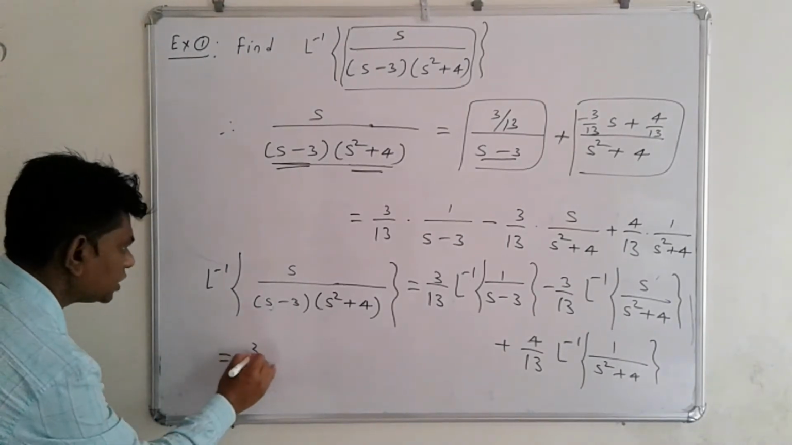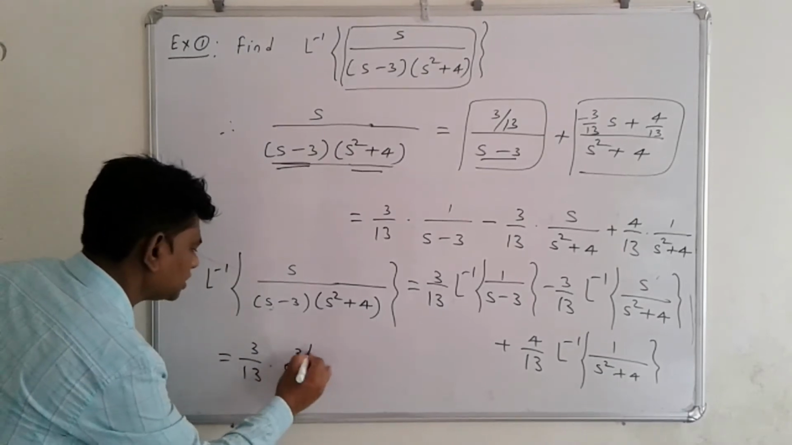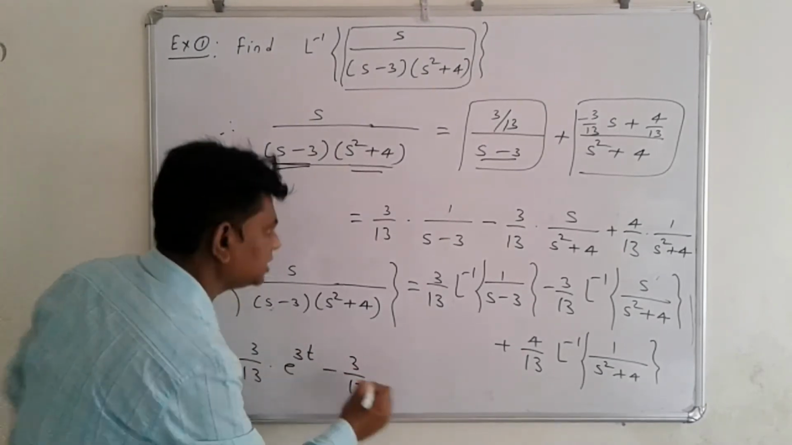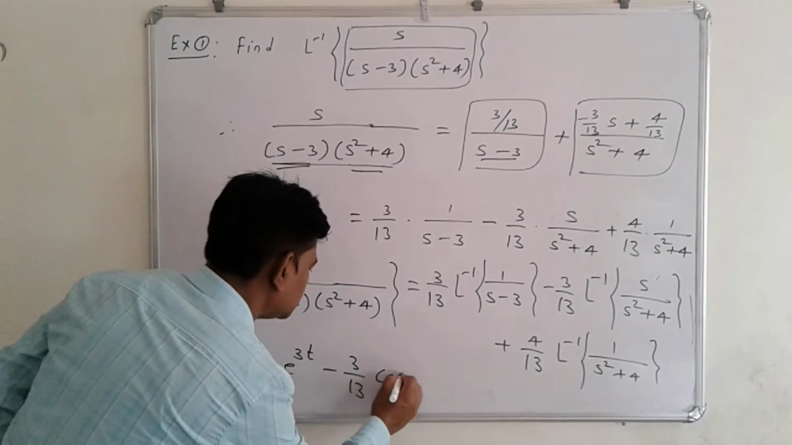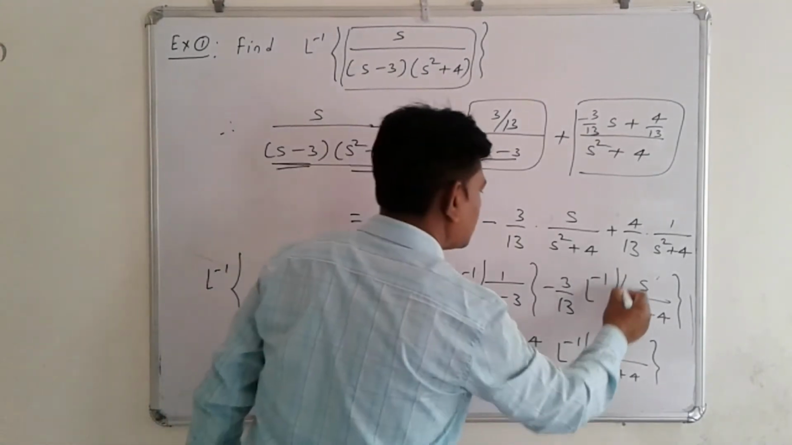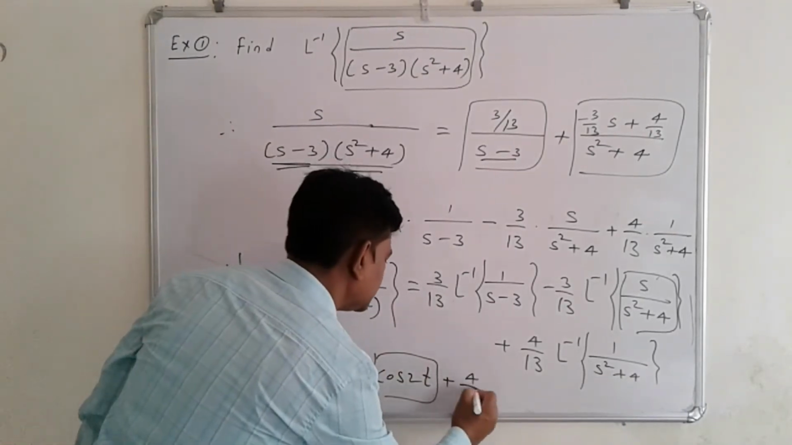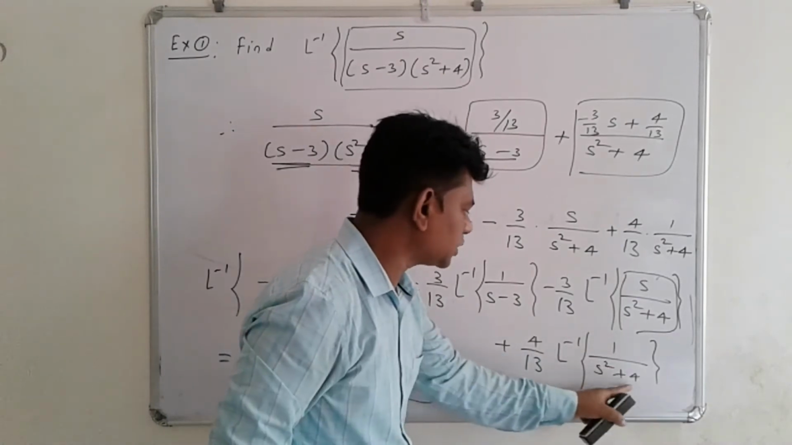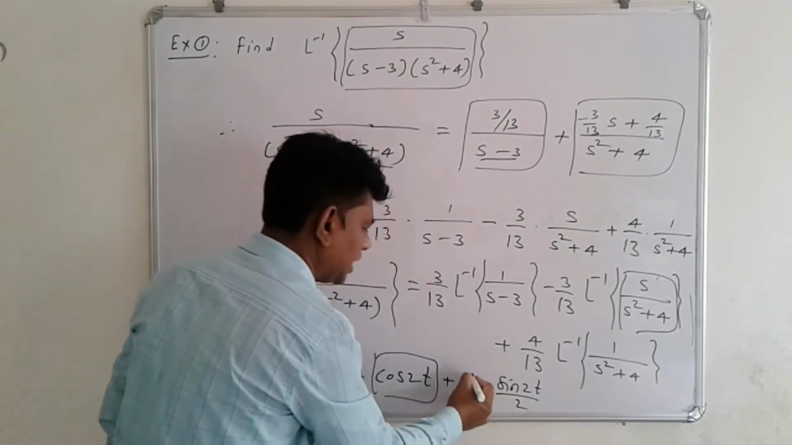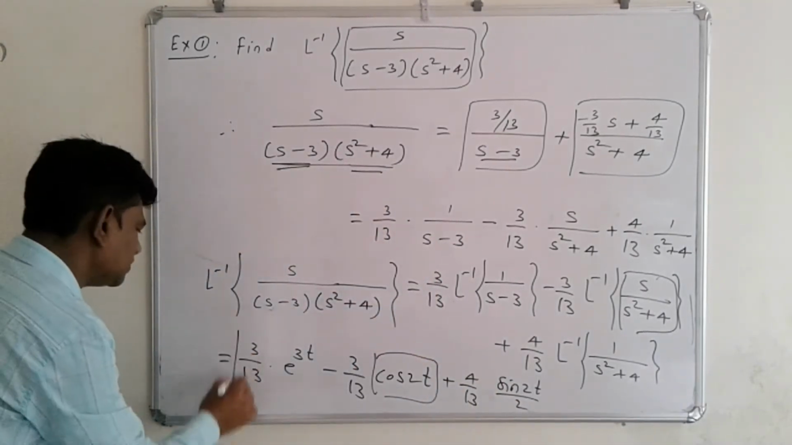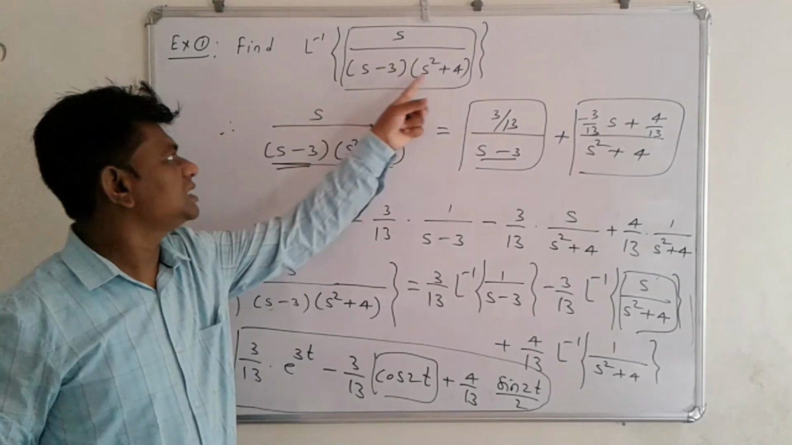Now this is equal to 3/13 times the inverse of 1/(s−3), and the answer is e^(3t), minus 3/13 times the inverse of s/(s²+4), where 4 means 2², and the answer is cos 2t, because s/(s²+4) is the Laplace transform of cos 2t, plus 4/13 times the inverse of 1/(s²+4), and the answer is sin 2t/2. Now this 4/2 gives 2/13. So this is the inverse Laplace transform of the given function s/((s−3)(s²+4)).